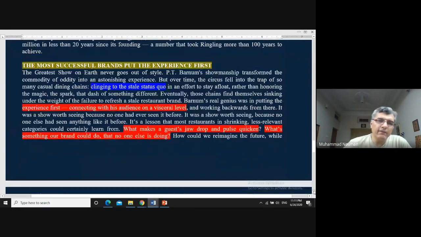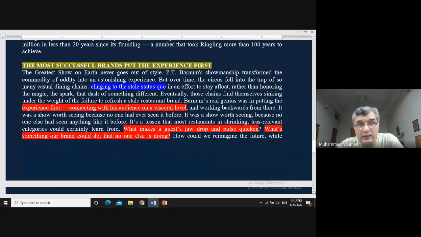Finally, the last point from the failure of the circus and how restaurants might be able to learn is the most important one. In fact, the most successful brands put the experience first. Many restaurant businesses have this wrong perception that the consumer visits the restaurant for the food. It is generally believed that in the restaurant business, and in many other businesses who offer any kind of service, it is the experience which is the ultimate product or what the consumer is after.